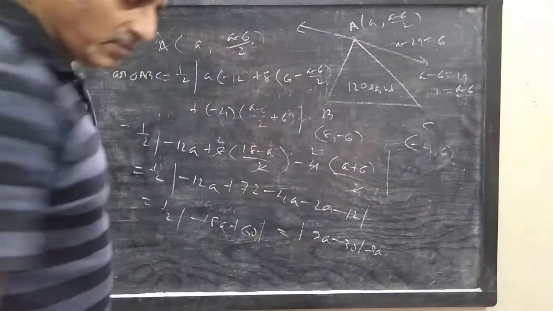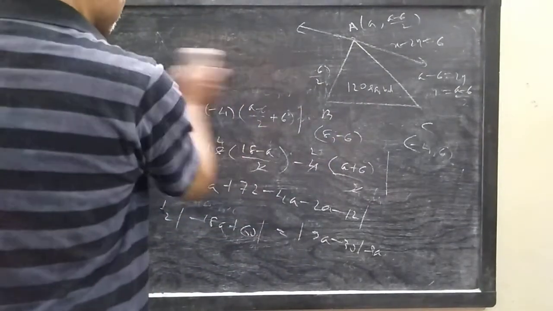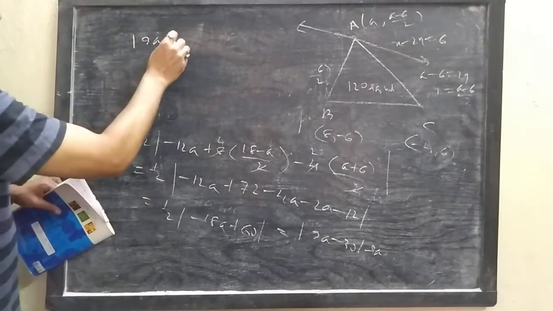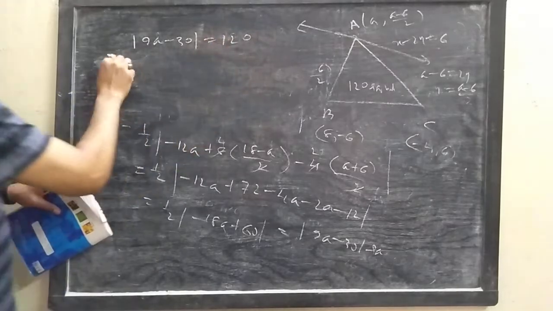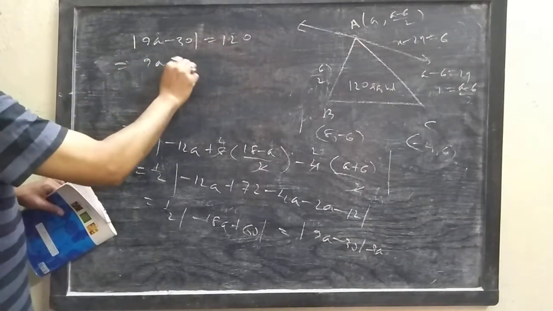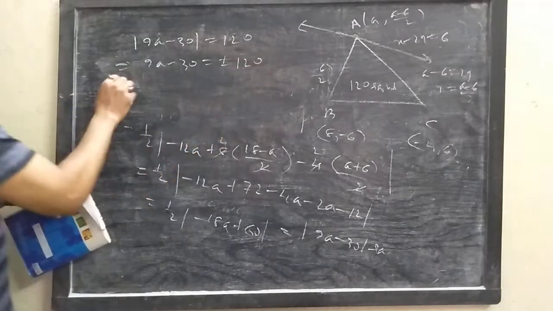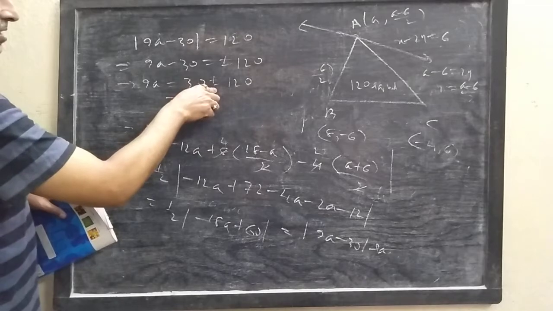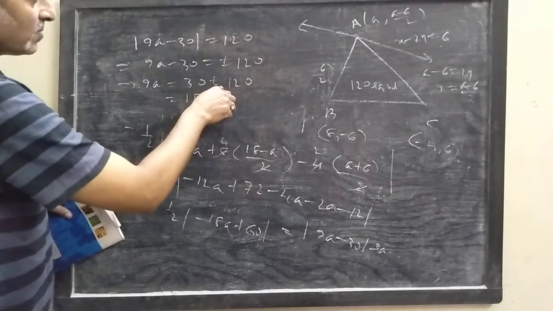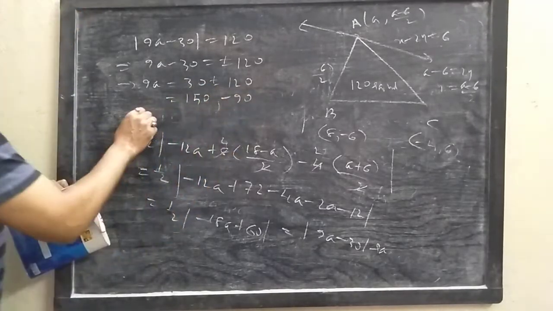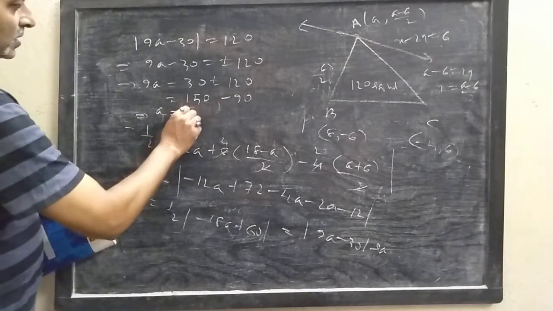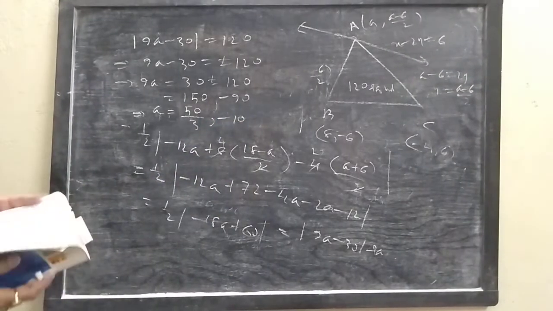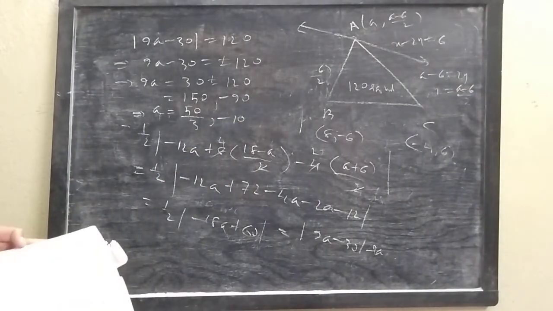Now it is given to you 120 square units. So now you can write mod of 9a minus 30 equals 120. When you are removing mod, you have to write 9a minus 30 equals plus minus 120. That means 9a equals 30 plus minus 120. When you consider plus, this becomes 150. When you consider minus, this becomes minus 90. So ultimately you get a equals 50 by 3 or minus 10.